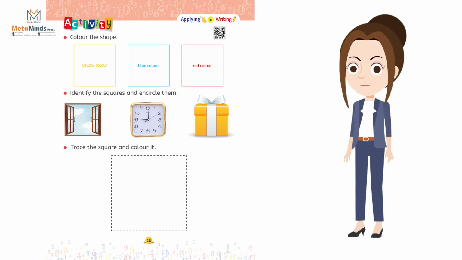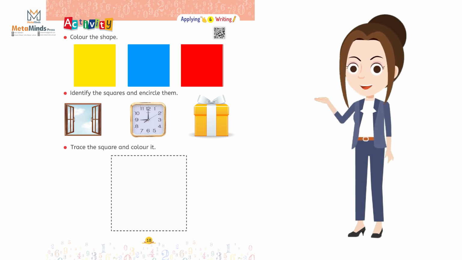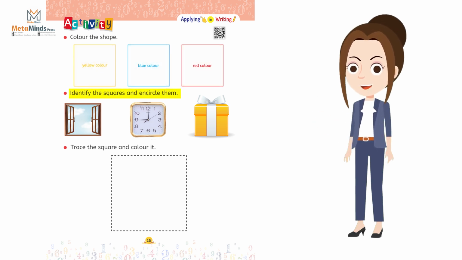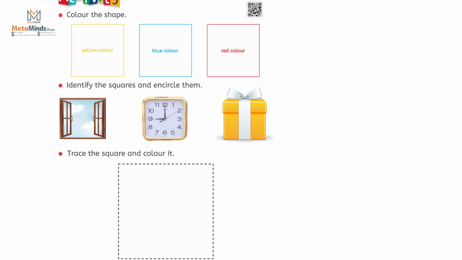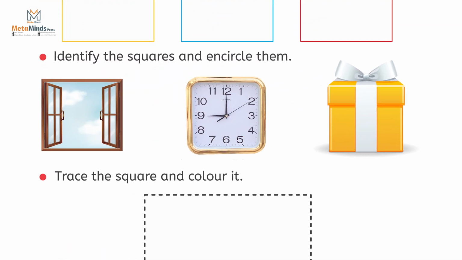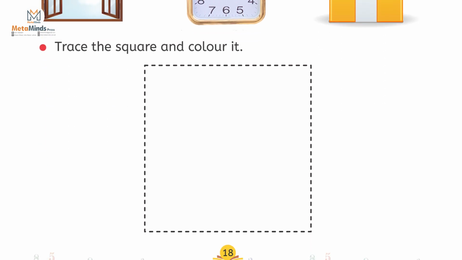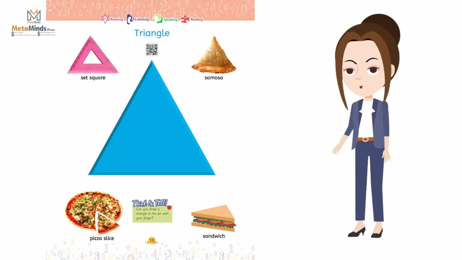You just have to color the shape in yellow, blue, and red. As you know, these colors are primary colors. In the second one, you are going to identify the squares and encircle them. The second question has some pictures and you have to see which picture has the square shape and encircle it. And in the last question, very neatly and nicely, you are going to trace the square over here.